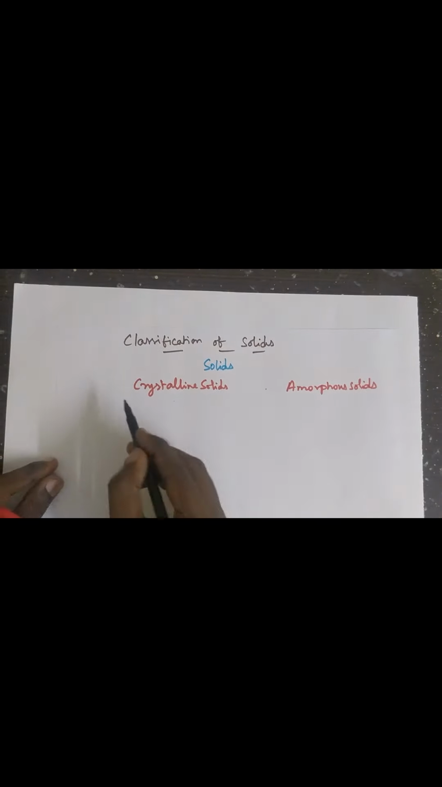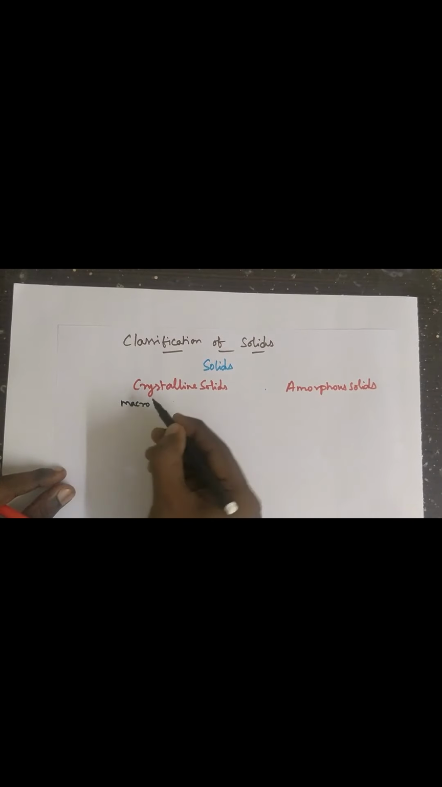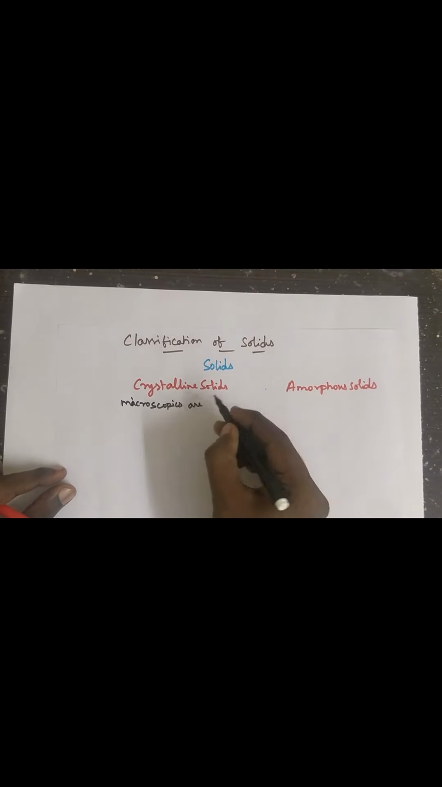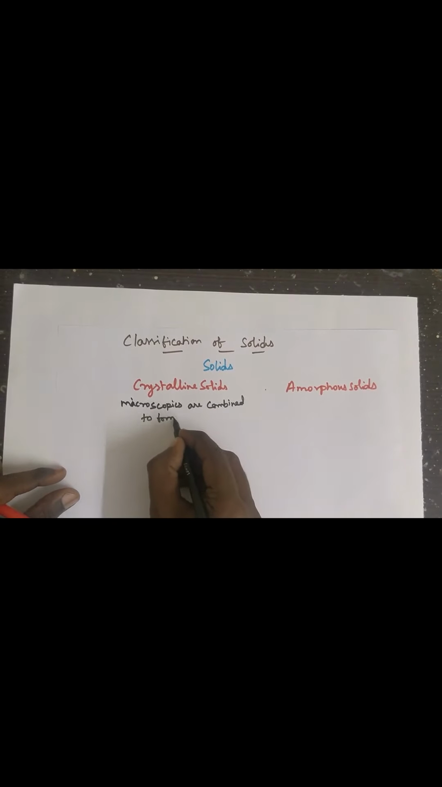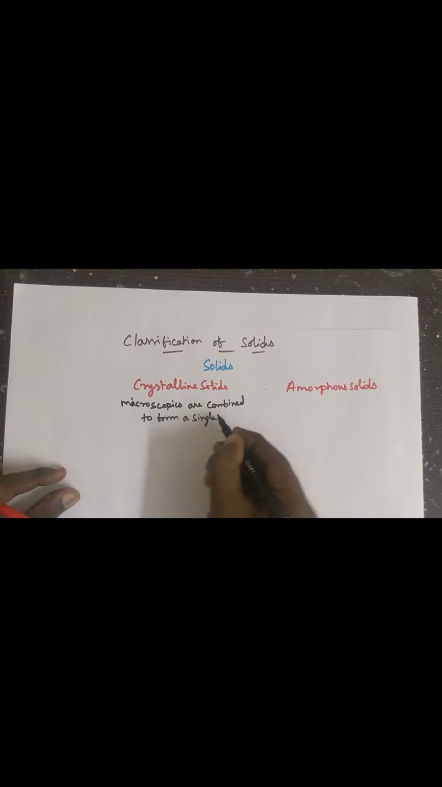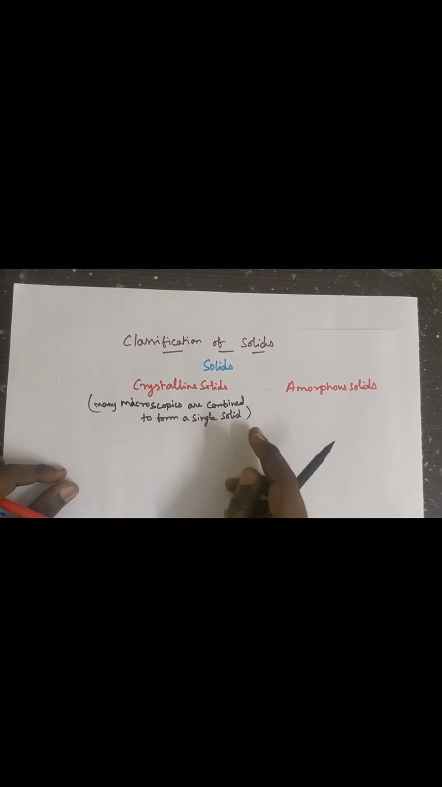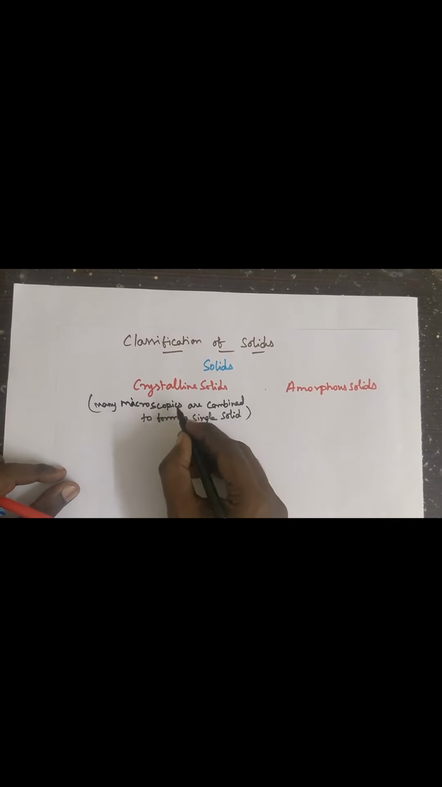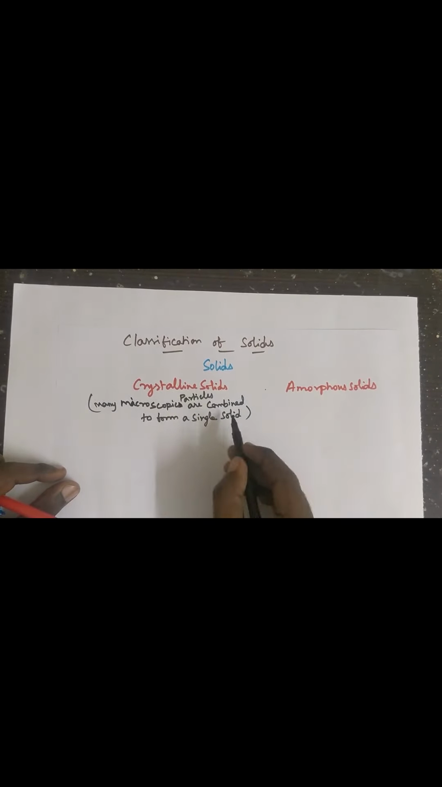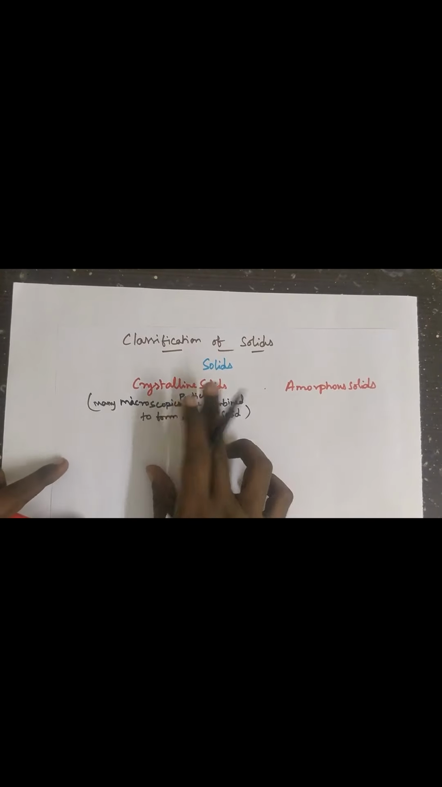Crystalline solids means many microscopic crystals are combined to form a single solid. It is called a crystalline solid, similar to a polymer. In a polymer, a large number of smaller units are combined to form a large single polymer. Similarly, many microscopic particles are combined to form a single solid. It is the definition for crystalline solid.